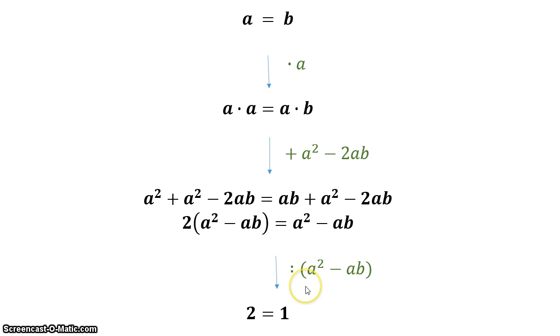But here I have a division. And please be careful, division is very tricky. I have A squared minus AB. Do you see something interesting in my proof? What do you think about this second equation? Let's write it in a different way, as A squared equals A times B. It means that A squared minus AB is equal to 0.